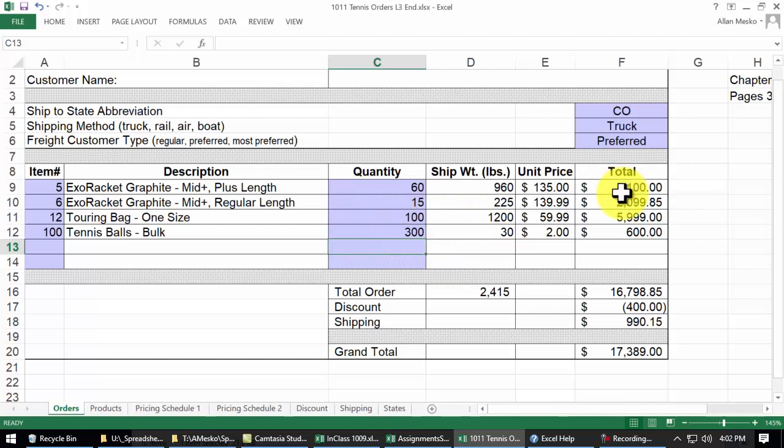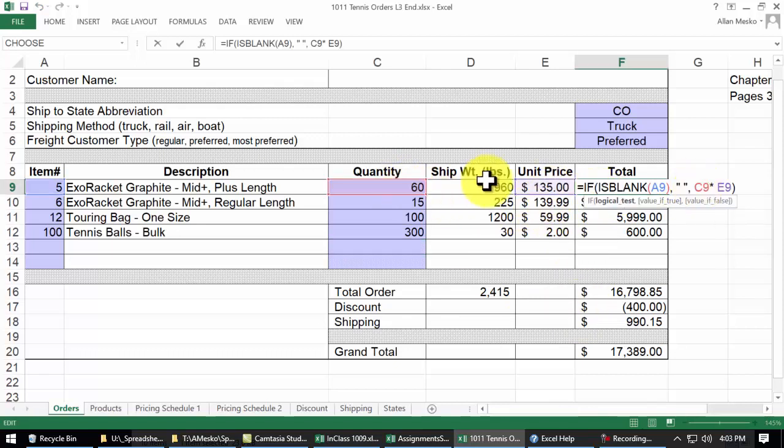The total should just be the unit price times however many units, right? Before the discount and the shipping. So this should just be unit price, which is right there, E9, times quantity. And again, if they didn't enter anything over here, just put a space there. Okay, so that's a pretty easy formula.